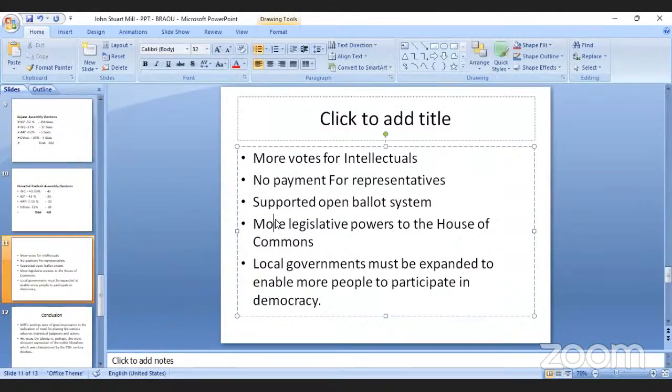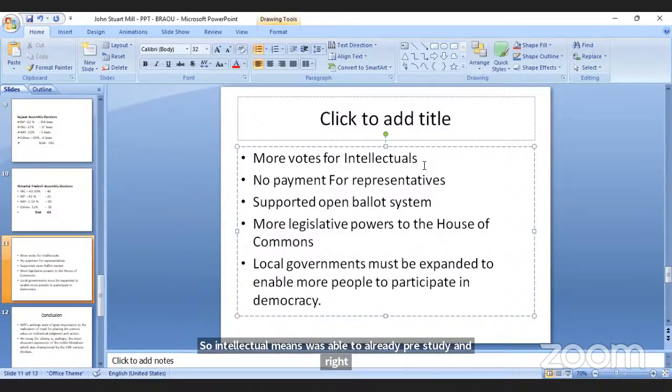In reforms of the democracy, he is giving importance to the intellectuals. He argues that intellectuals should have more roles. Intellectual means someone who has the ability to read, study, and write. Basically, educationally well-developed persons.